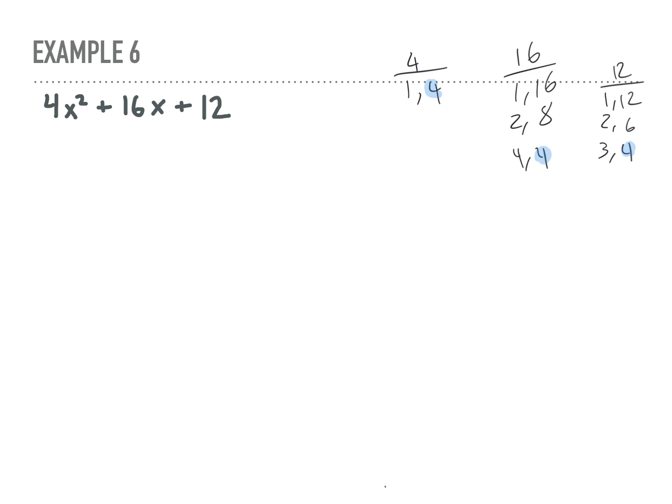So let's take out the greatest common factor for all of the numbers. It's going to be 4 on the outside, and then inside the parentheses is going to be x squared plus 4x plus 3. Now we have to figure out if that is factorable or not.